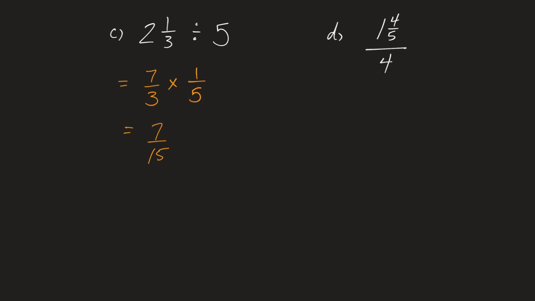Okay, now we tackle D. Well, the fractions within fractions is an uglier expression. We understand it looks a little confusing. But what that actually means is simply this: 1 4/5 divided by 4. That's what it means. Now, we shouldn't have to rewrite it that way.